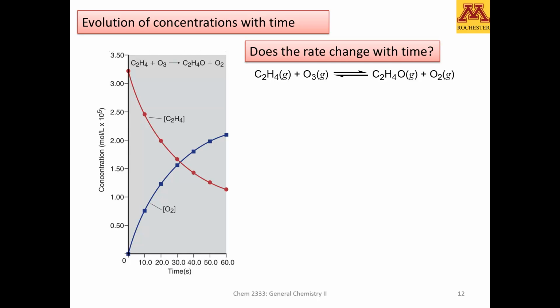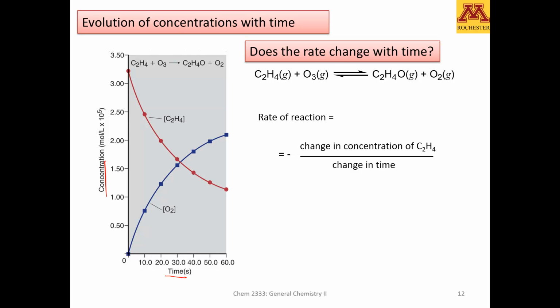Let's keep studying these graphs, this concentration of reactants and products over time, because these graphs will give us, again, a very graphical view of the rate of reaction. One can define the rate of reaction, and that's actually how we're going to define it, as the change in concentration of either reactant or product versus the change in time.